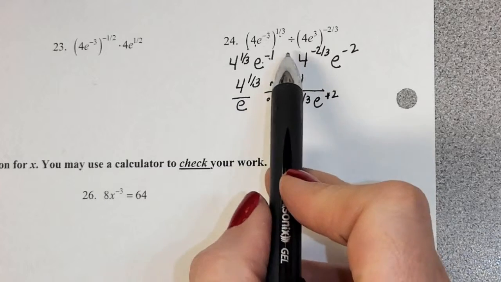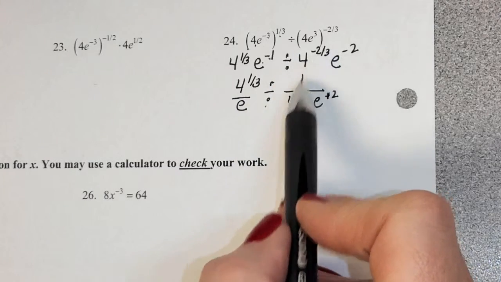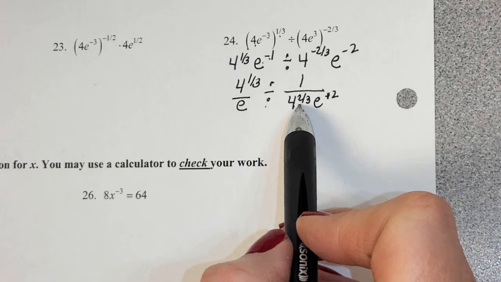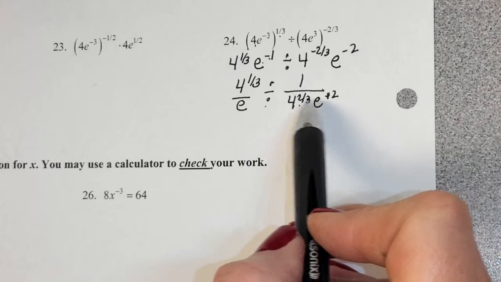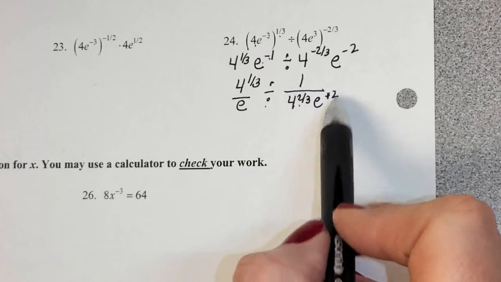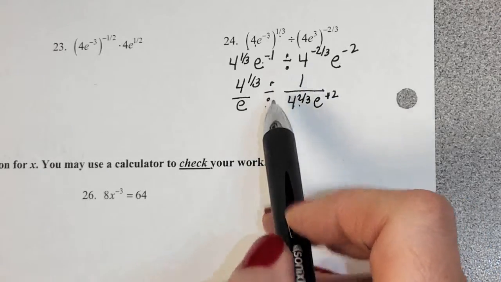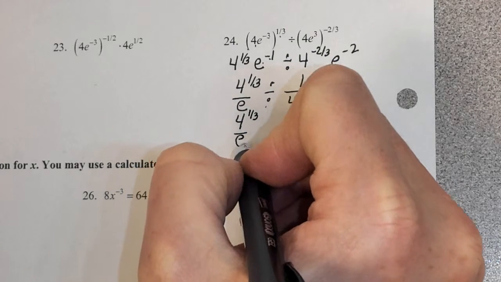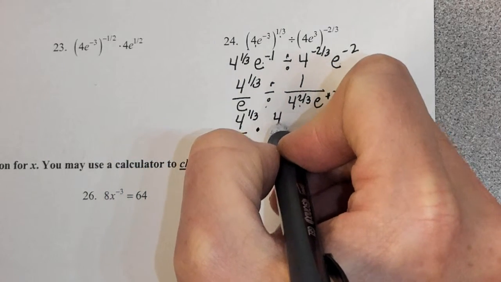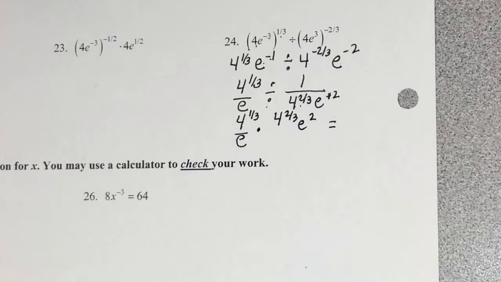So you see what I'm doing? I didn't change the division. It's still division. But I moved this to the bottom because it was a negative exponent. And I moved this to the bottom because it was a negative exponent. Now what do we have to do with this? We have to change it to multiplication, don't we? So we're going to have 4 to the 1/3 over e times 4 to the 2/3 e squared. I'll try to figure out what that would end up being for the answer.